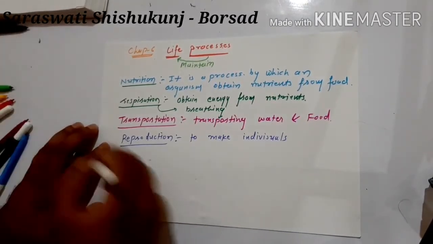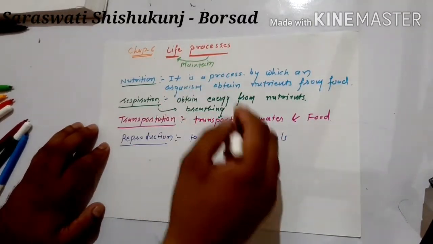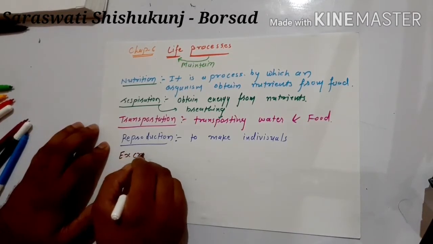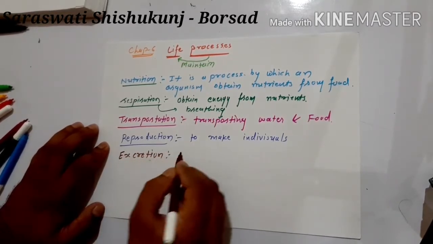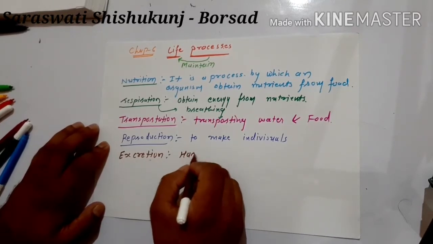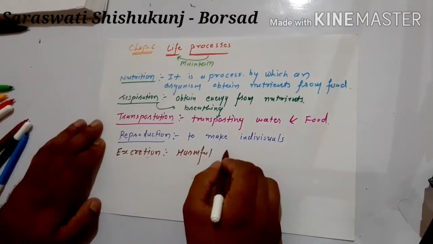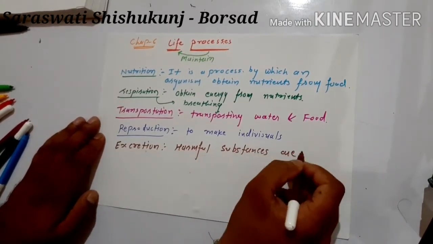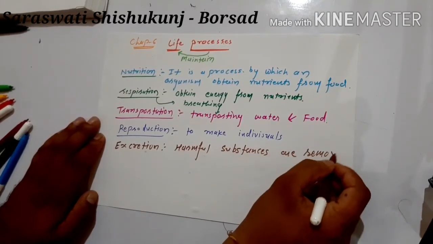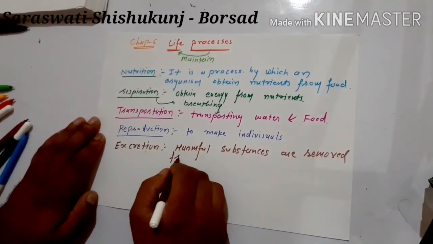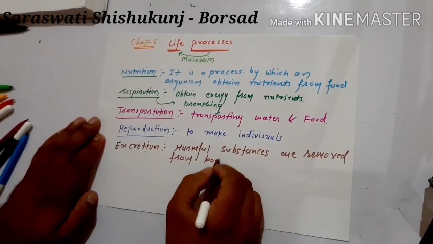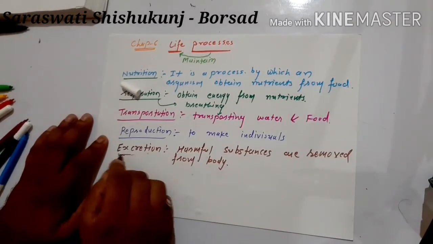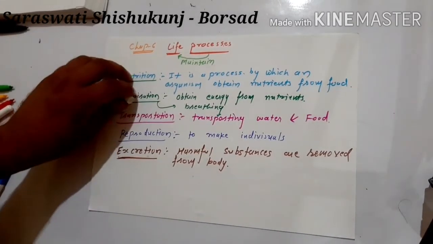Okay, and the waste, the harmful things which are produced during this process, for that we will have excretion. By the process of excretion, harmful substances are removed from the body.